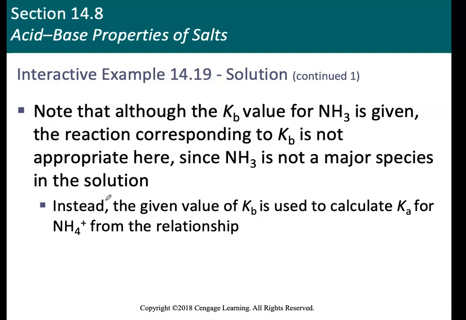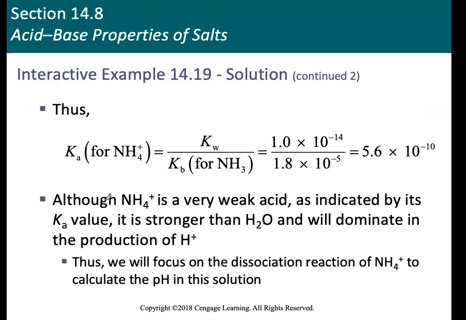The Kb value, instead of being used directly, is used to calculate the Ka for NH4 plus from the relationship. So Kw is equal to Ka times Kb, and then we can find Ka. Ka is that term. Substituting in the values, 1.0 times 10 to the power of minus 14, over 1.8 times 10 to the power of minus 5, and then that gives us the value of Ka.